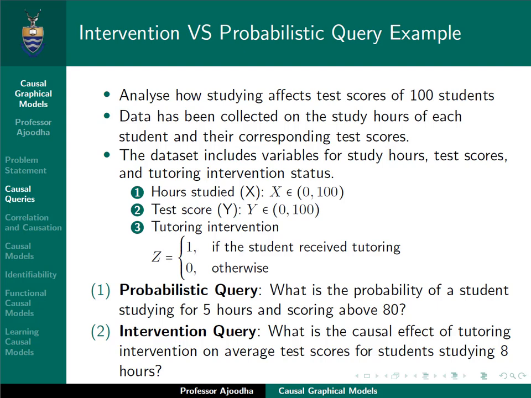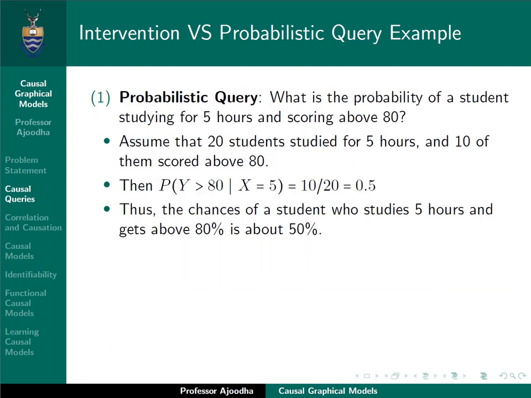Okay, great. So now let's look at a probabilistic query. Suppose 20 students studied for 5 hours, and 10 of them scored above 80%. Then we end up with something like this. So this is the probability of y is greater than 80%, and x is equal to 5, right? So based on the observed data, a student who studied for 5 hours has a 50% chance of scoring above 80%.